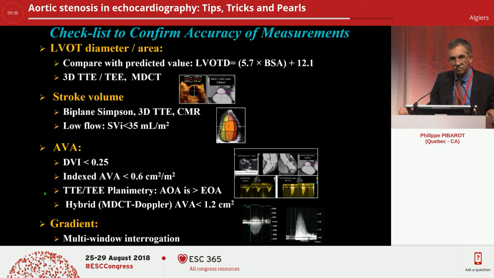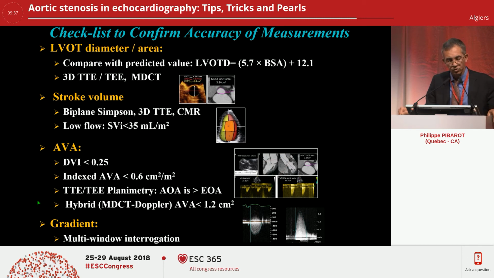And you can do the planimetry if you have good image quality by TTE or preferably by TEE. But remember, this is not the same thing as the effective orifice area that you obtain by a continuity equation. This is the anatomic orifice area and will be generally larger than the effective orifice area. So if you have 0.9 with effective orifice area and 1.1 with anatomic orifice area, the stenosis is still severe.